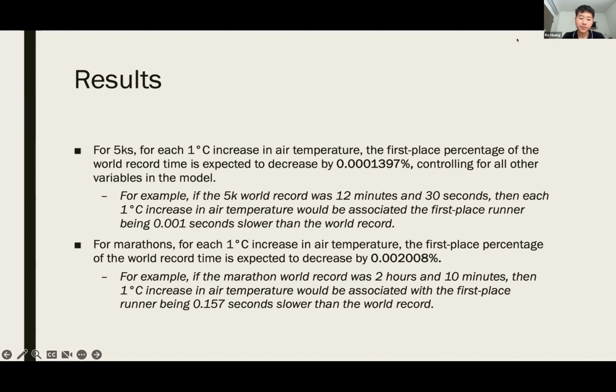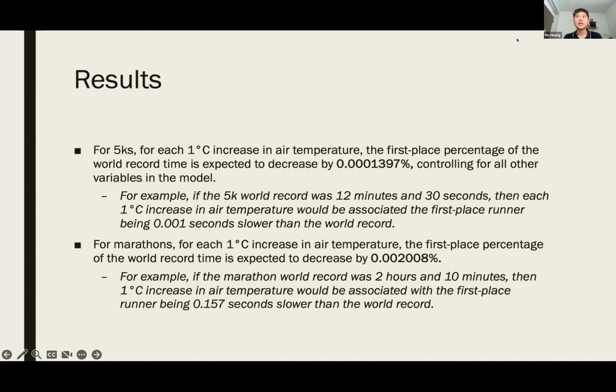For marathons, we find that the expected decrease is larger at 0.002%. Pulling it back into real life, if the marathon world record was 2 hours and 10 minutes, again a number I pulled online from an actual race, then a 1 degree increase in air temperature would result in the runner being 0.15 seconds slower than the world record. Again, within a racing setting, 1 degree Celsius is very minimal.